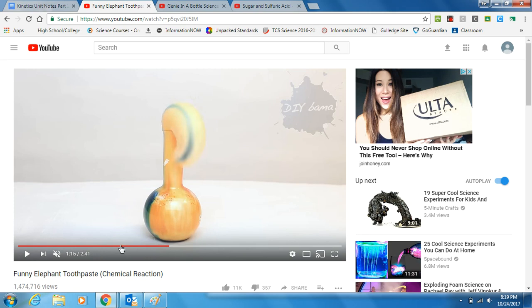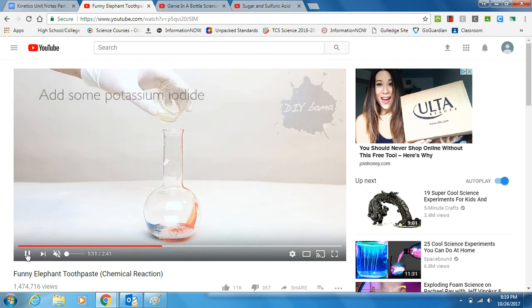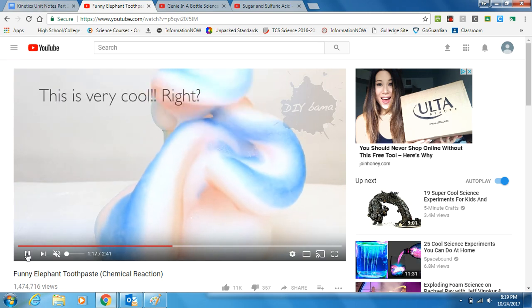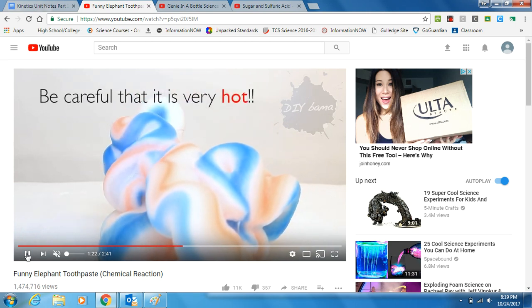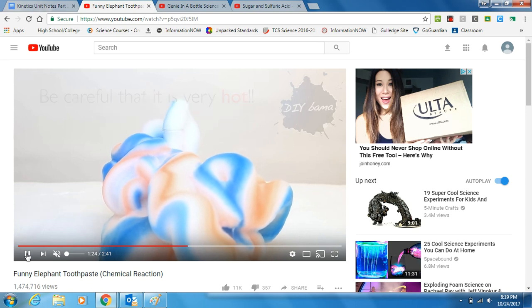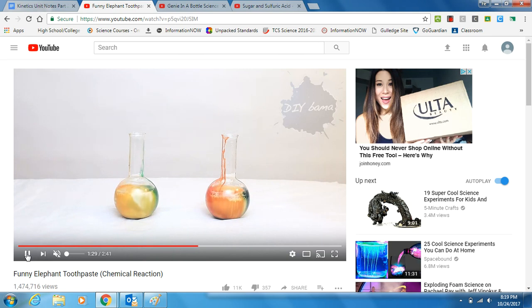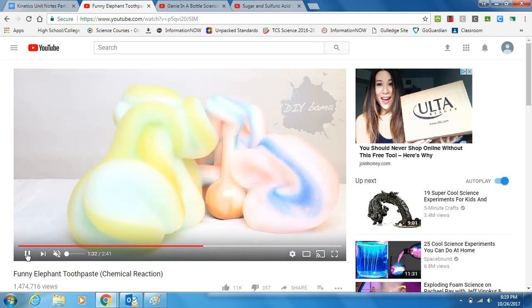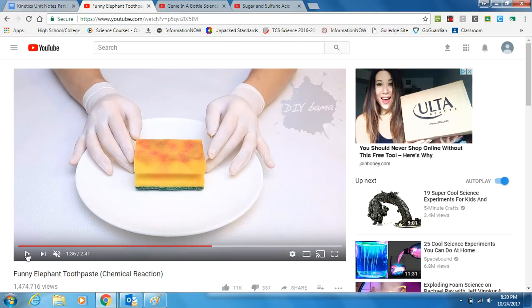And so here's what happens. This is called the elephant toothpaste reaction. It's quite fun. I'll back it up so you can see it really well. And boom. It's really cool. Now, this reaction is extremely exothermic. It gets really hot, and when we do this in class, you'll be able to see how hot it actually gets. Ooh, there's some more elephant toothpaste. So that's pretty cool. The catalyst there is potassium iodide. It's homogeneous because it's the same state of matter.